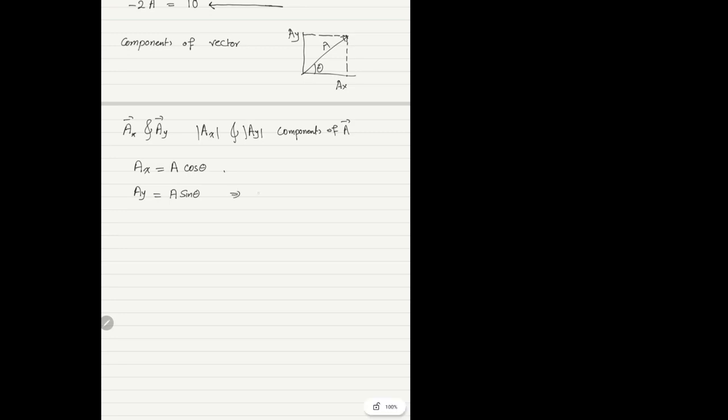And their magnitudes will be AX and AY here, and they are called components of vector A. So AX equals A cosine theta, and AY equals A sine theta. Vector A equals AX plus AY.